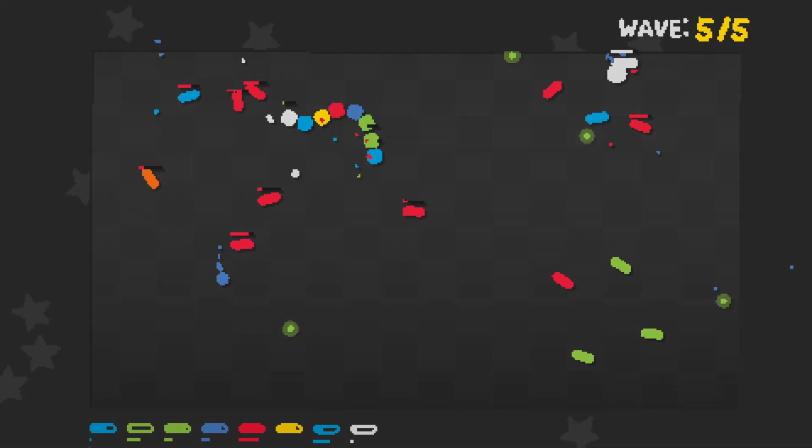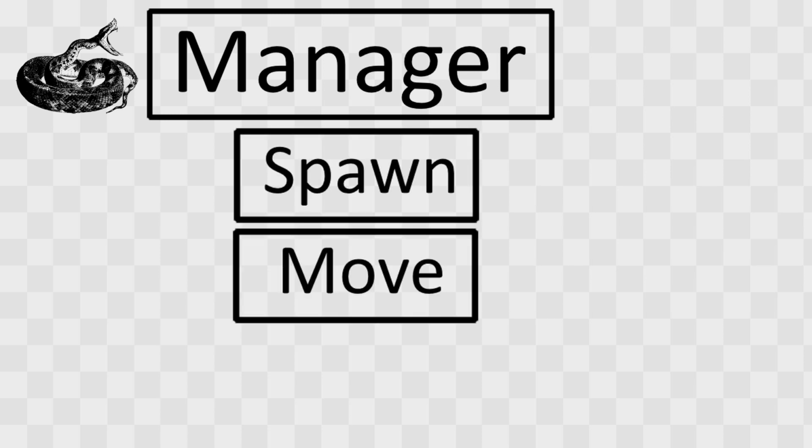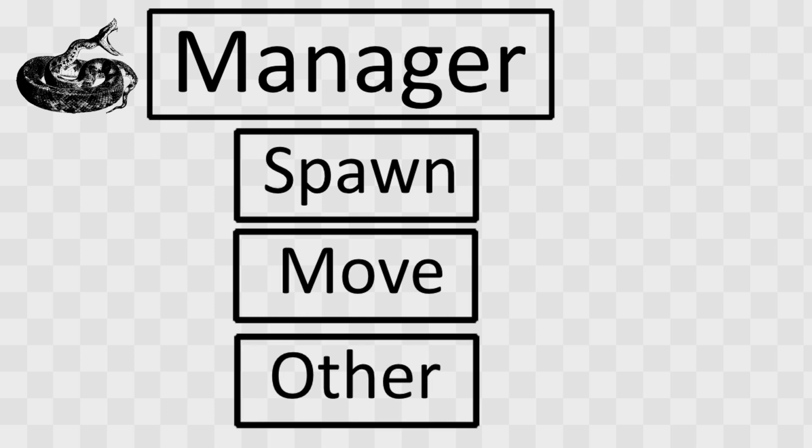Before we get started in Unity, let's first consider the problem and how we might solve it. So first, I'm thinking it makes sense to have a manager in which we can put all of these different scripts. Within this manager, it would take care of the spawning of the snake, it'd take care of controlling the snake, and it would also take care of anything else that we need to do with the snake.